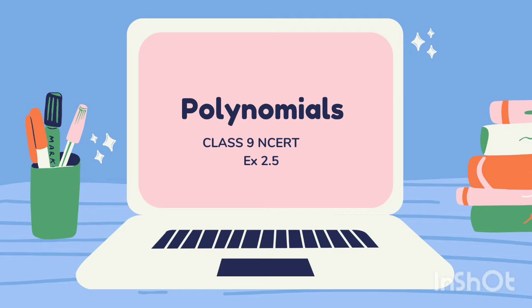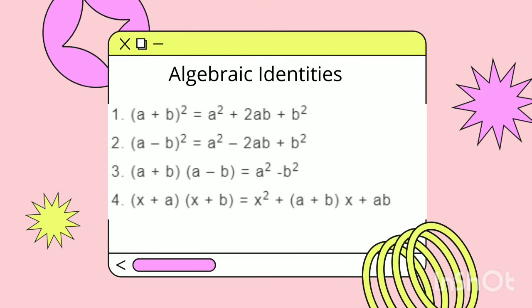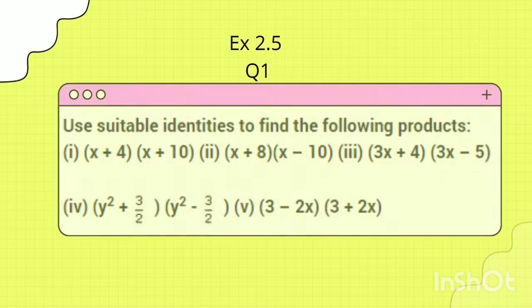Today we are going to see polynomials class 9 exercise 2.5. So these are the identities which you people have already learnt in your class 8. So today based on this we are going to start with the exercise. This is the exercise 2.5 first question.